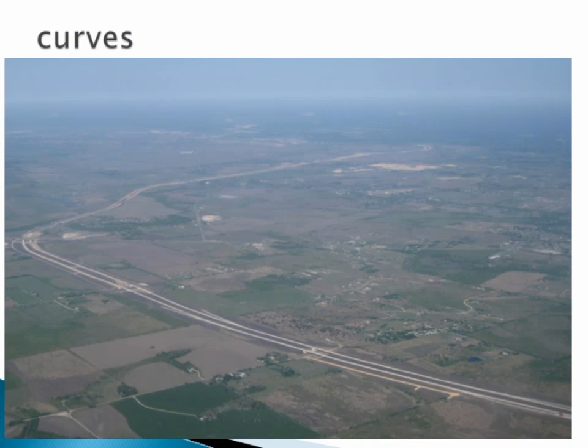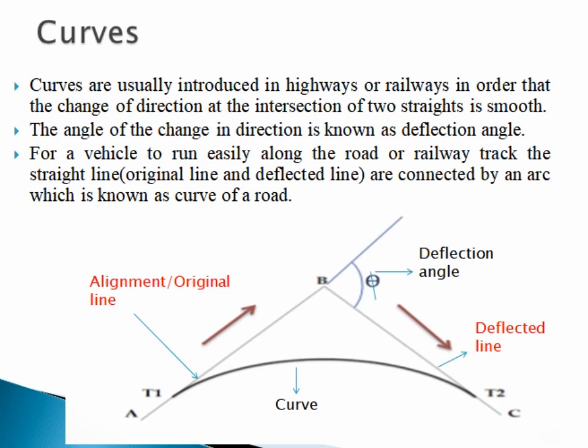this curve. Okay, so we have to provide a curve over a highway or railway. Curves are usually introduced in highways or railways in order to change the direction at the intersection of the two straights smoothly. The angle of change in direction is known as the deflection angle. For a vehicle to run easily along the road or a railway track, the straight line, nothing but the original line, and a deflected line. So this is your original line, this is your deflected line.